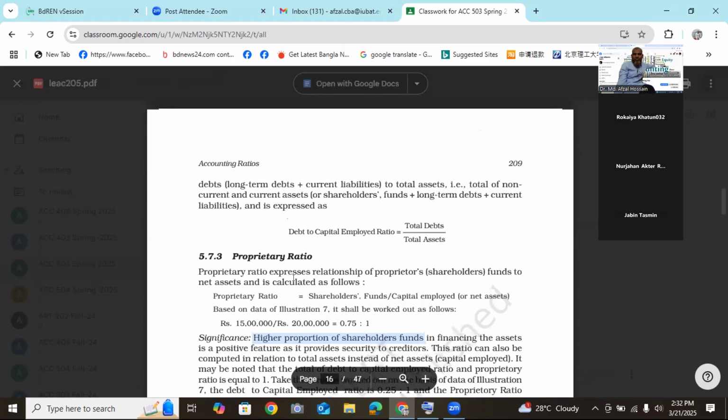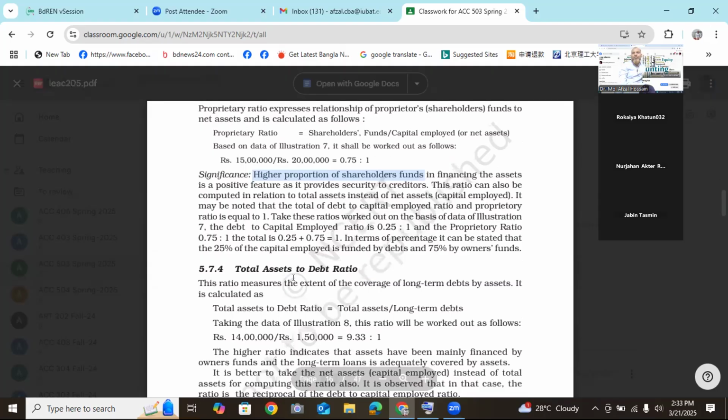Okay, so a higher proportion of shareholder funds in financing assets is a positive feature, as it provides security to creditors. This ratio can also be computed in relation to total assets instead of debt assets. It may be noted that the total of the debt to capital employed ratio and the proprietary ratio is equal to 1.